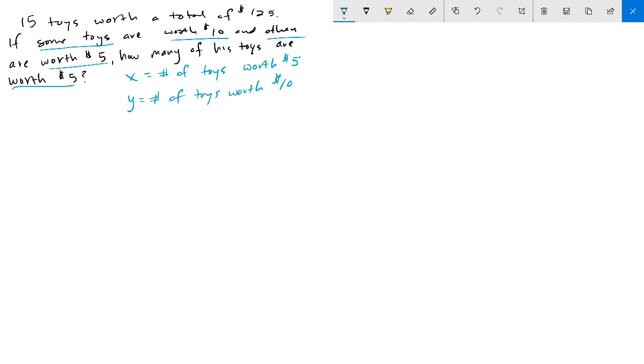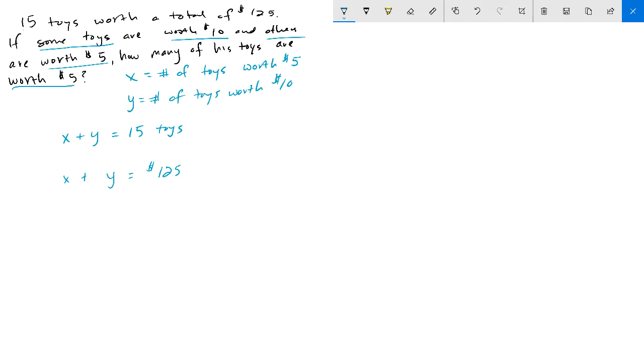Well, I know that the total number of toys that Johnny has is 15. So I should be able to add up x and y to get 15 toys. The number of toys worth $5 plus the number of toys worth $10 should equal his total number of toys. We also should be able to write some expression using x and y that adds up to $125 because we know that's the total worth of his toys.